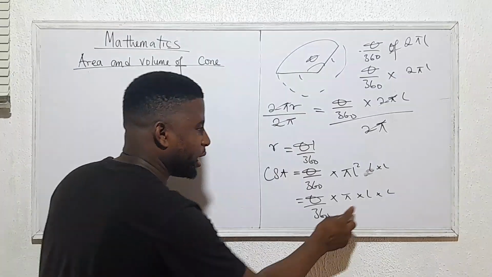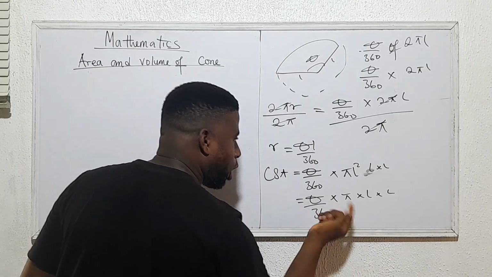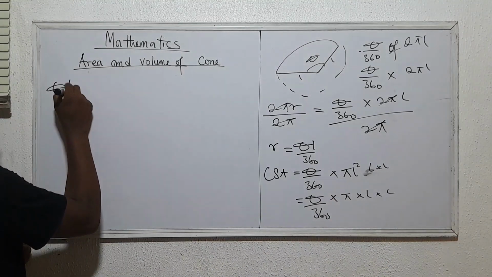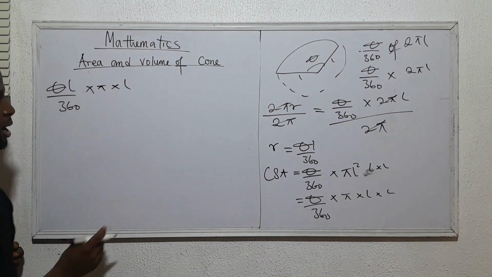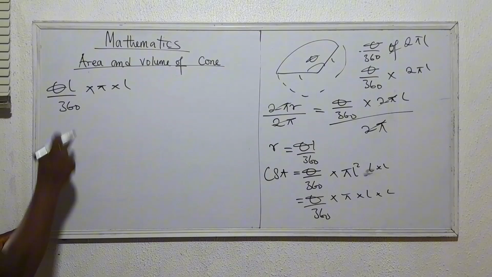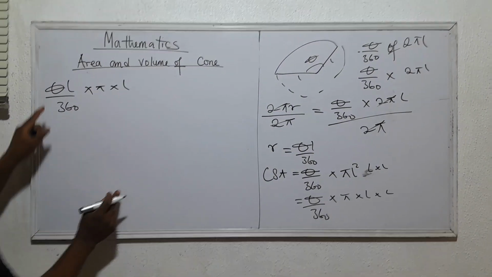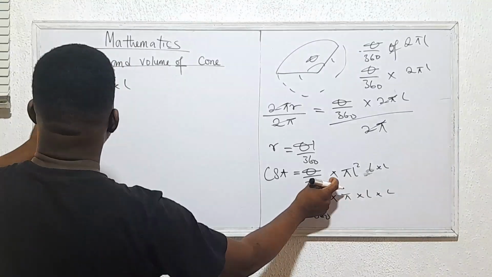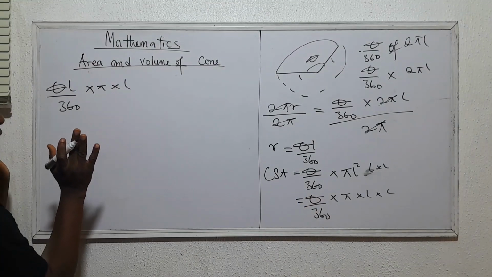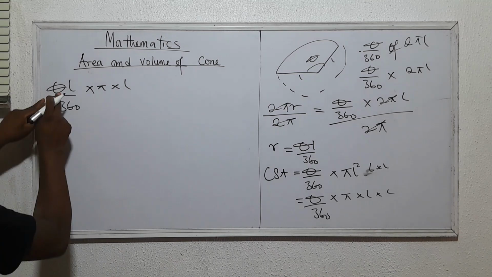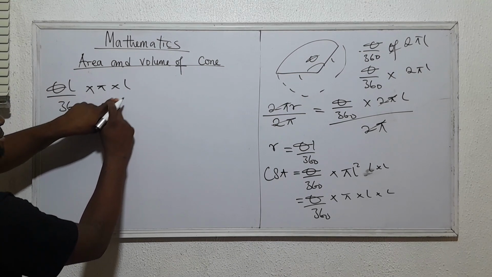Now we can also rewrite this so that one of the slant heights comes to theta. We have theta L over 360 times pi times L. Okay, it's still the same thing. That L times L will still give us L squared. We will still have theta over 360 times pi times L squared, right? So I've not done anything different. Now we have theta L over 360 times pi times L.